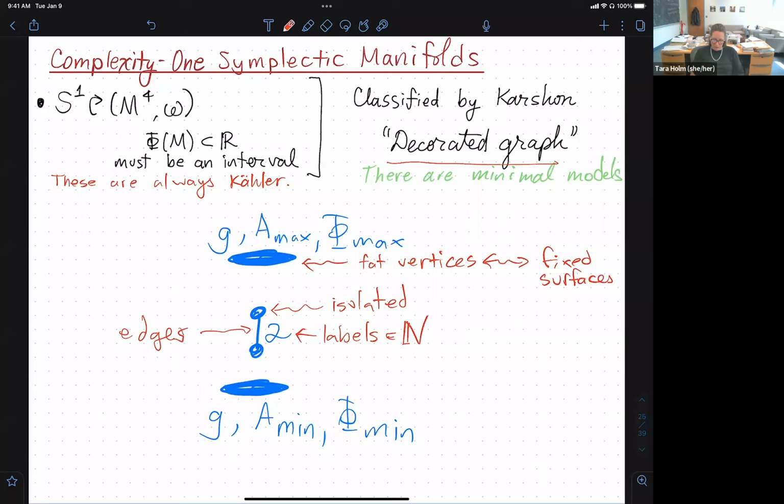The fixed surfaces we have to label with their genus, their symplectic area, and their moment map value. The isolated points are also labeled with moment map values. But from this, you can reconstruct the original manifold. Another point of Karshon's work is that there are minimal models, and from the minimal models, you can construct all others by symplectic blowups. Okay.